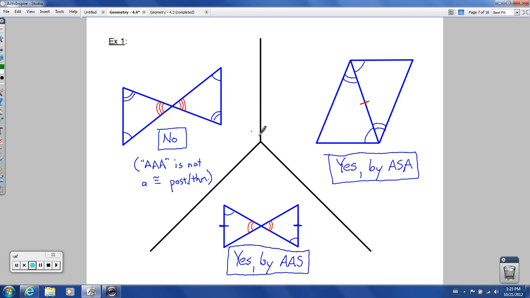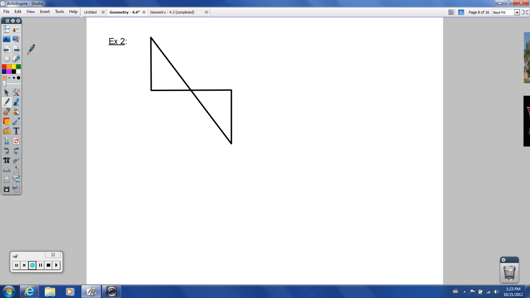Are we going to do a lot of these? Is this going to be on a quiz or a test? You bet it is. So being able to do stuff like this, very important to being successful in this chapter. But let's move on to a second example here.